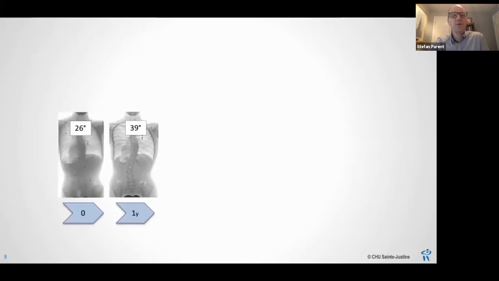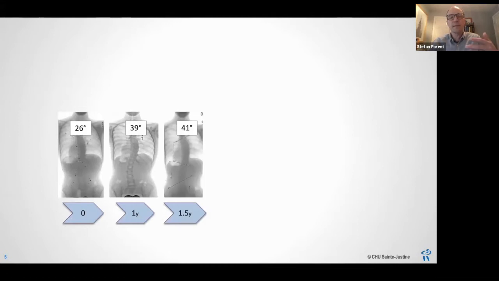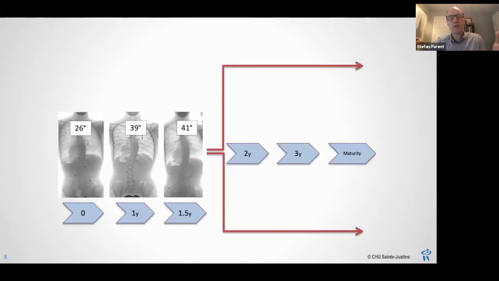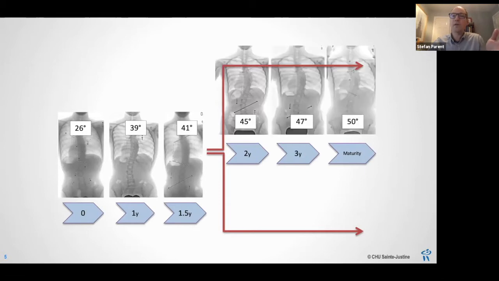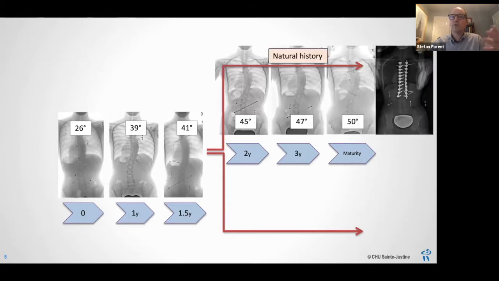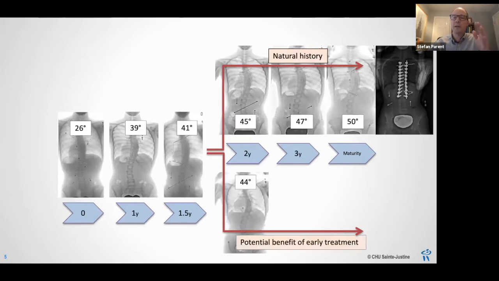So if you look at the natural history of a spinal deformity, as you see a patient and he comes to your office, you start with a brace and all that stuff, and you eventually have this patient that will keep on progressing, you can go through the natural history and eventually have a spinal fusion. But what if you could intervene a little bit earlier and then have an option here and try to do something?